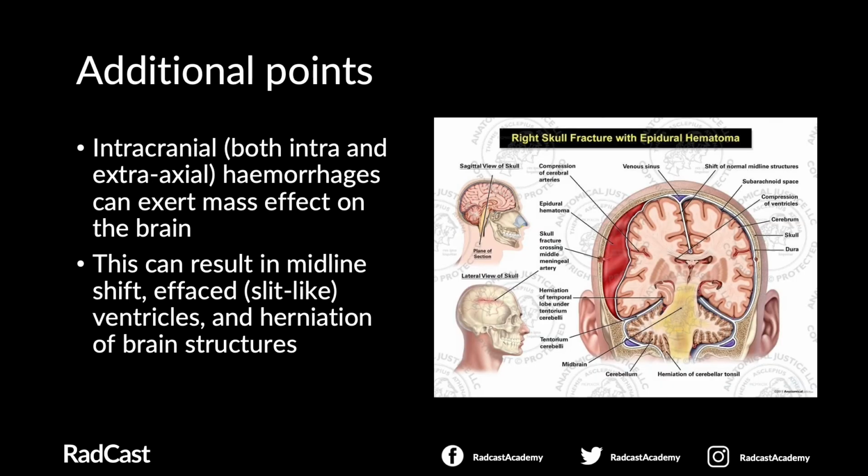Okay, so some important additional points in terms of CT findings. All intracranial hemorrhages can cause an increase in intracranial pressure, which has the potential to exert mass effect onto the brain. Mass effect is essentially a phenomenon whereby a mass or a lesion pushes surrounding areas of brain tissue or structures, compressing them. This can result in several things like midline shift, effacement of the ventricles, and herniation of brain structures. So in addition to the points we've said before, in terms of the extradural, subdural, subarachnoid hemorrhages, this is also a possibility with a large bleed.